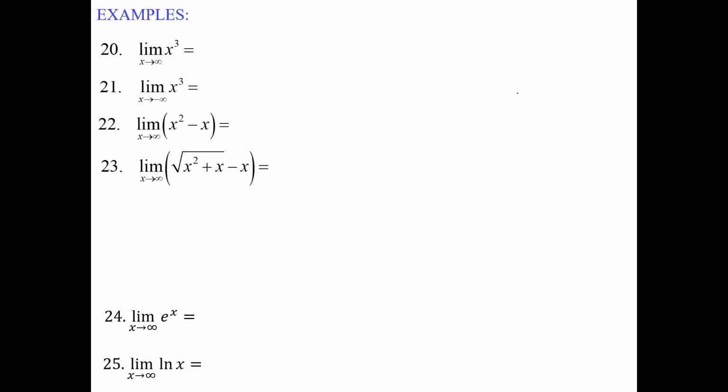Okay, I have a couple of limits. x cubed at infinity goes to infinity. x cubed at negative infinity goes to negative infinity. Okay, number 22, we do have a small problem, because the parabola x squared goes to infinity and the line goes to infinity. We have infinity minus infinity.